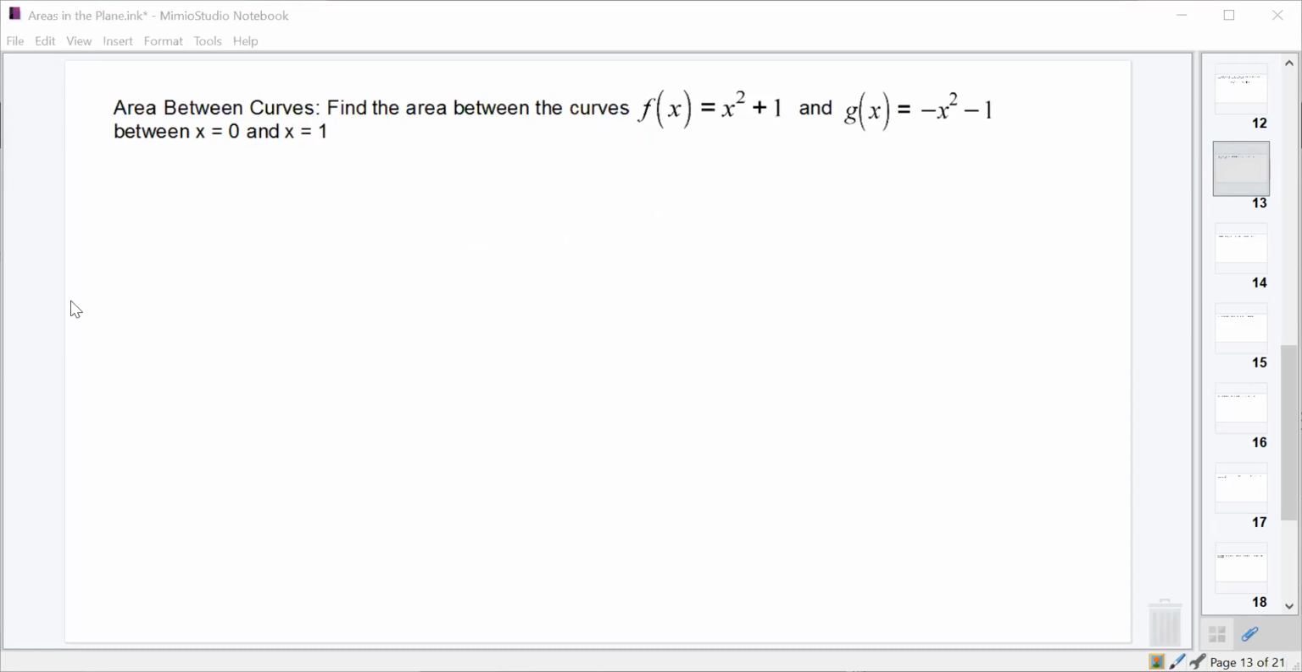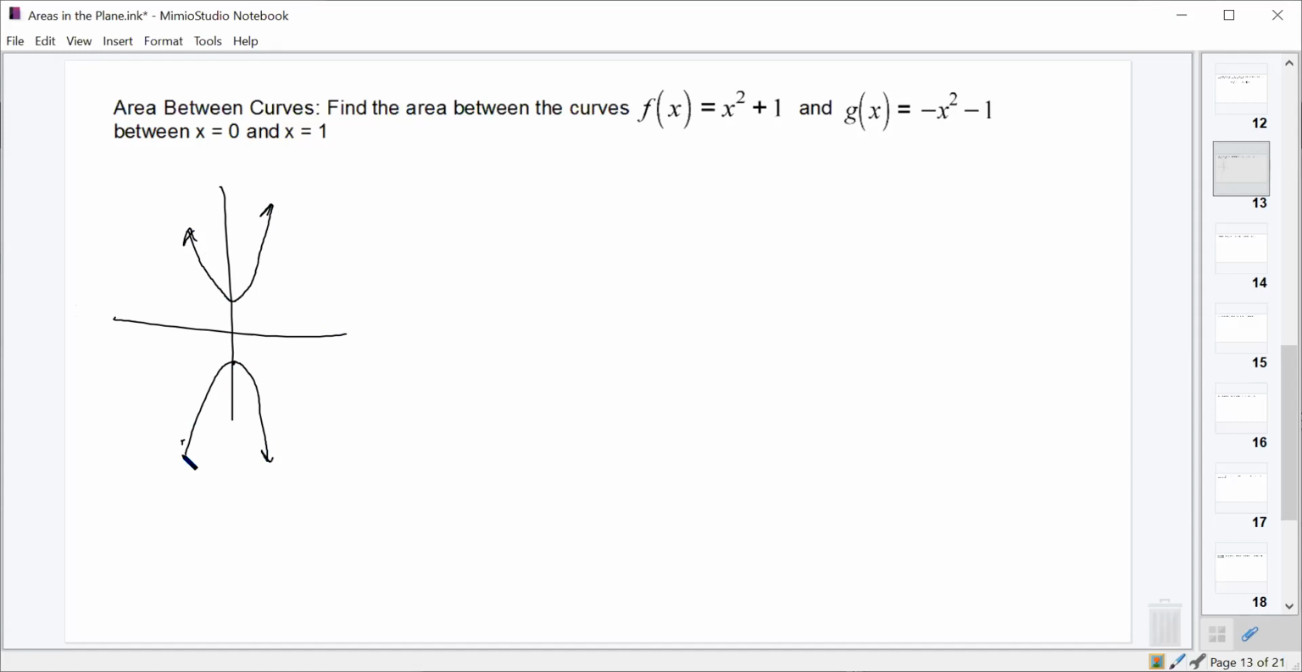So what should we do first? Figure out which one's bigger and which one's smaller. Yeah, and we can do that with a quick sketch. x squared plus 1 looks like this, and negative x squared minus 1 looks like this. It doesn't need to look perfect, just generally accurate. We're talking about between x equals 0 and x equals 1. Which one is above the other one on that interval?